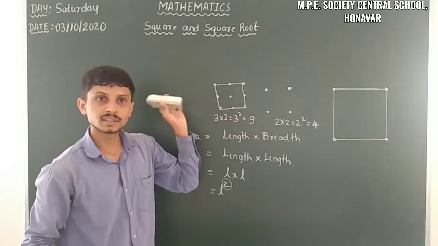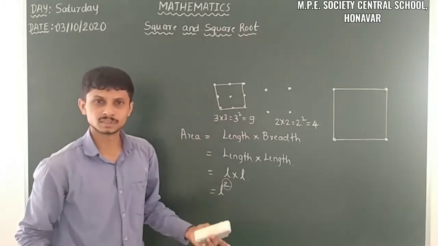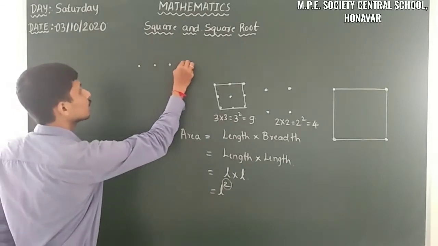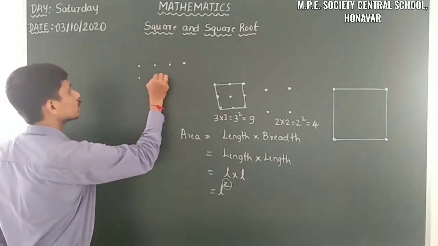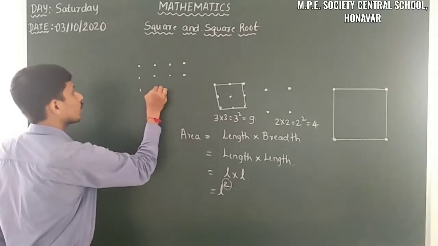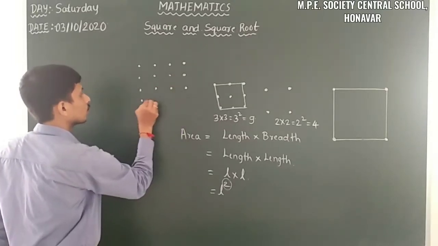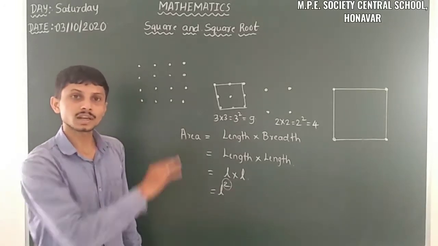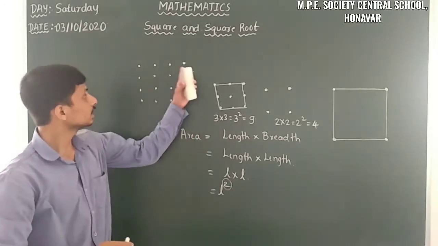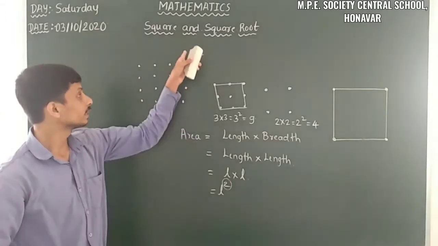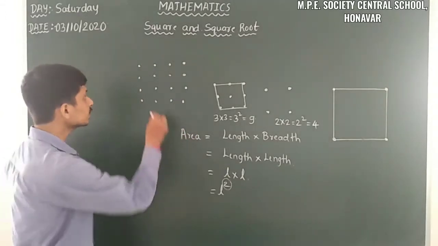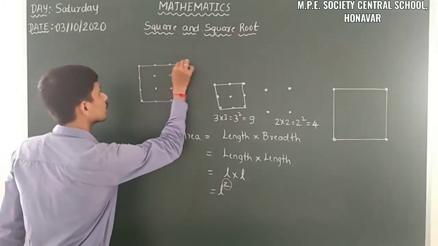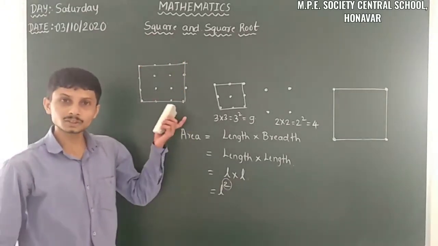Then let us take any other, for example 4. 1, 2, 3, 4. Here also 1, 2, 3, 4. Just observe, the dots in each row is 4, and in each column is 4. So that means it forms a perfect square.